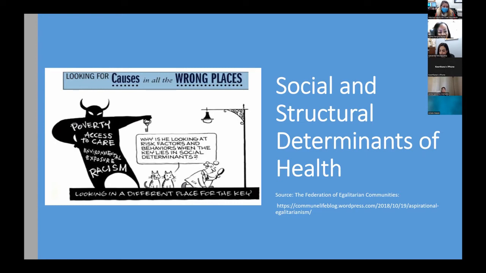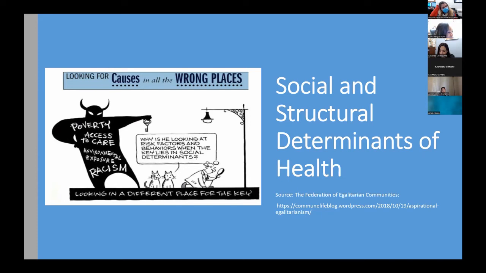And the two little cats are saying, why is he looking at risk factors and behaviors when the key lies in social determinants? And here's the devil holding the key with some of the social determinants, which are things like poverty, access to care, environmental exposure, racism. This should include education, literacy, etc. So I want you to keep this in mind as we continue our conversation.